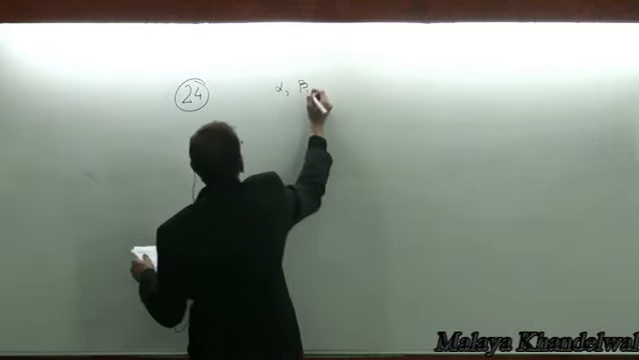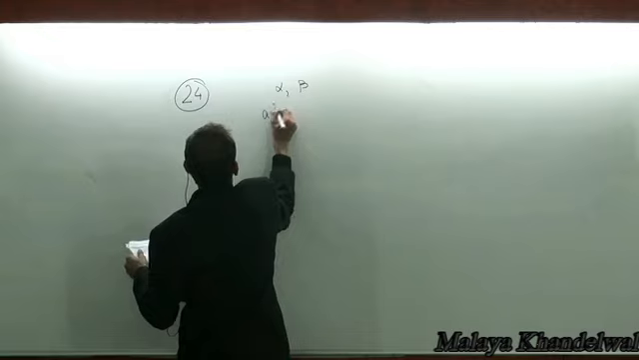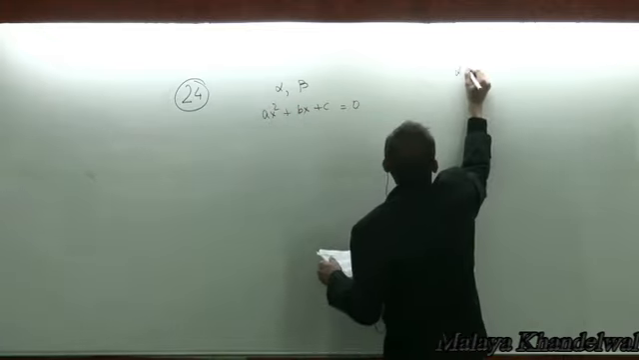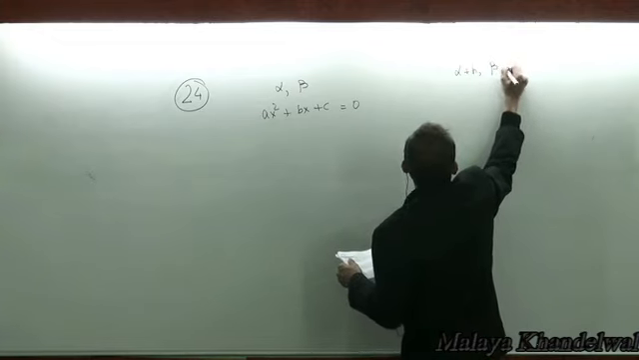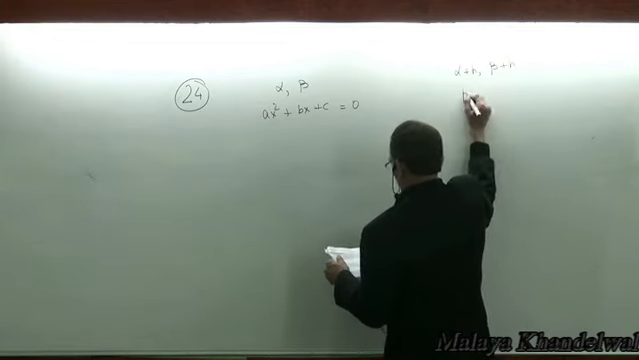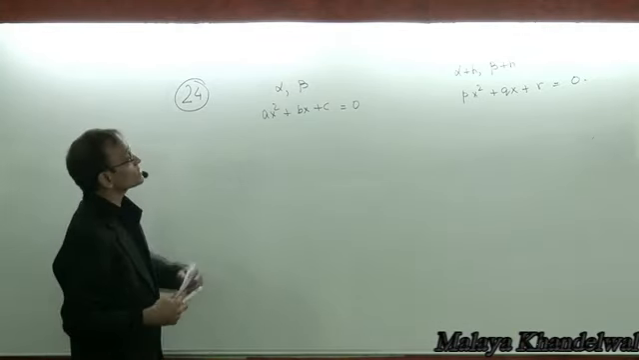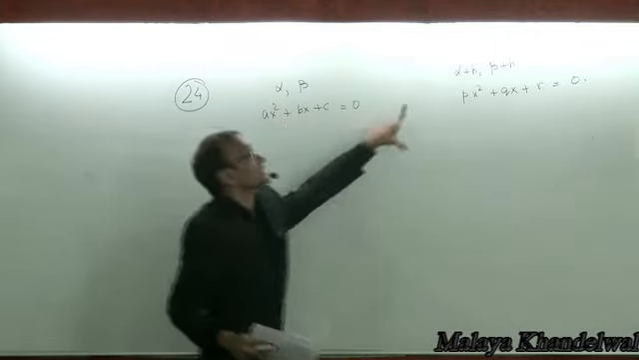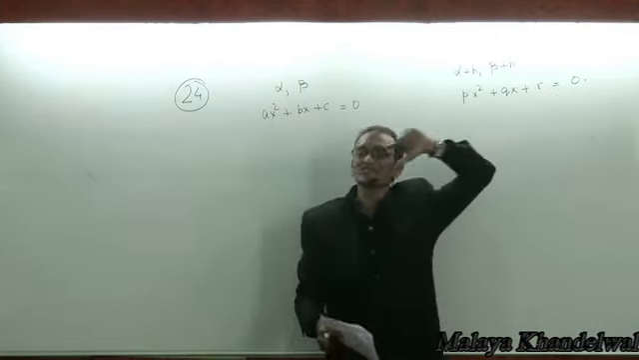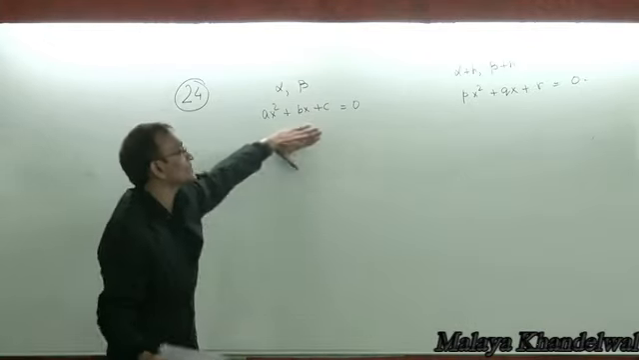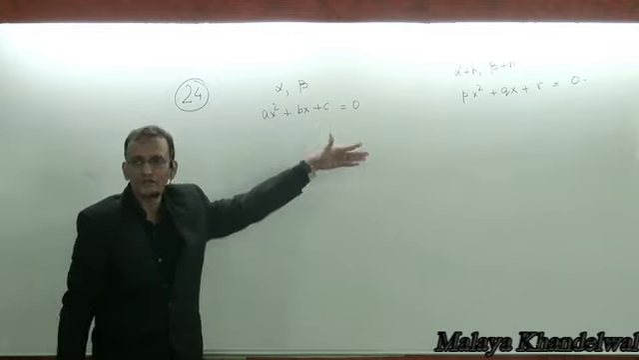24. Alpha, beta are the roots of ax squared plus bx plus c equal to 0. Alpha plus h and beta plus h are the roots of px squared plus qx plus r equal to 0. That means the difference of the roots here must be the same as the difference of the roots here. Yes or no? The two equations have different roots, but the difference of the roots of this equation is the same as difference of the roots of that equation, right?